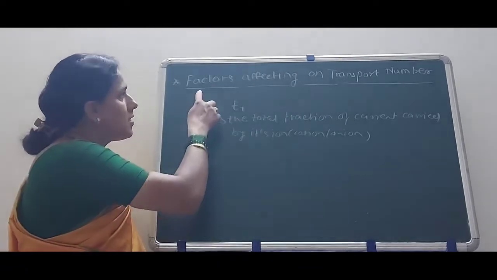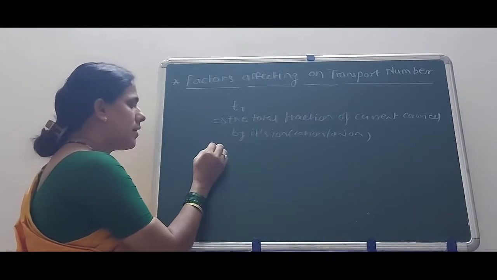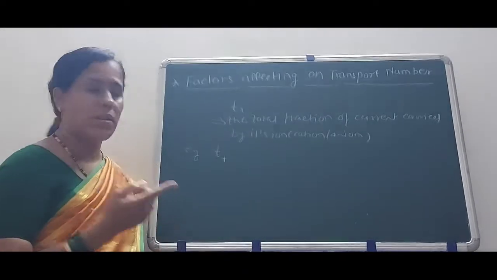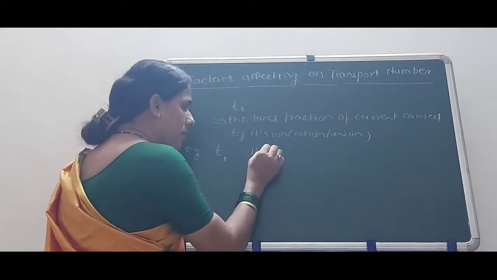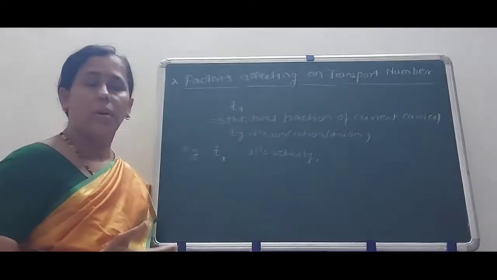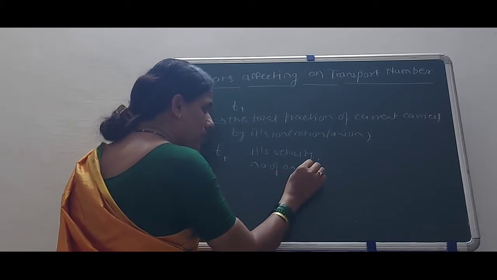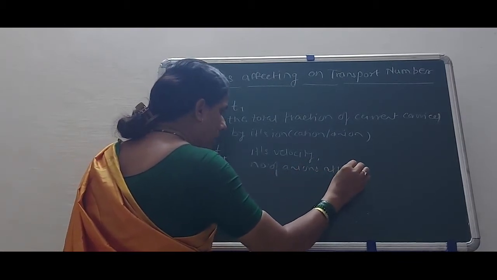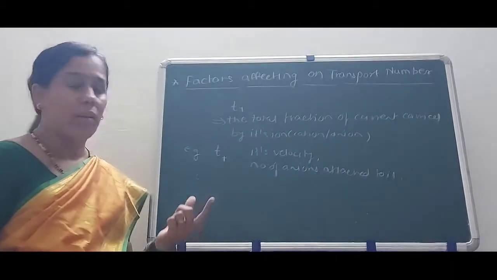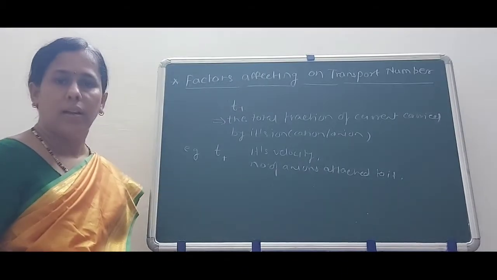Today we will discuss some factors affecting this transport number. Generally, the transport number, for example of a cation, depends upon its velocity or the number of anions attached to it. Now, how the nature of the electrolyte can affect the transport number, we will see as follows.